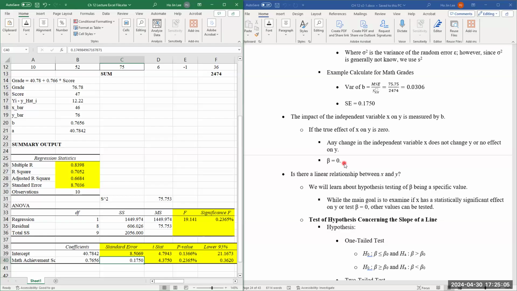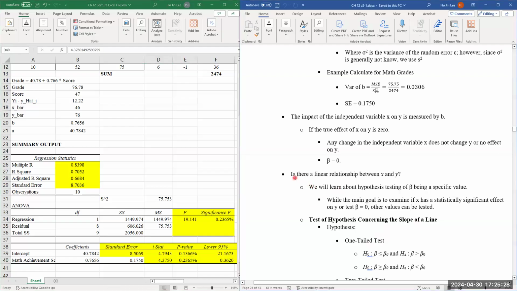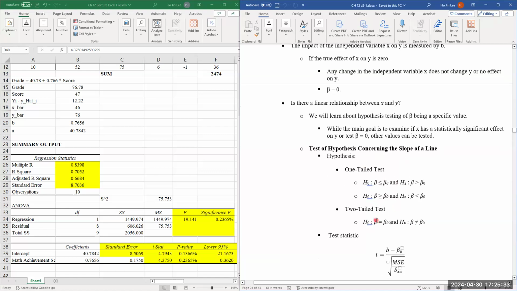Does x have an impact on y? Testing the hypothesis that b is equal to 0 versus b is not equal to 0 is the test that is default in Excel, and that is shown right here. Is there a linear relationship between x and y? The important test is whether b is equal to 0.